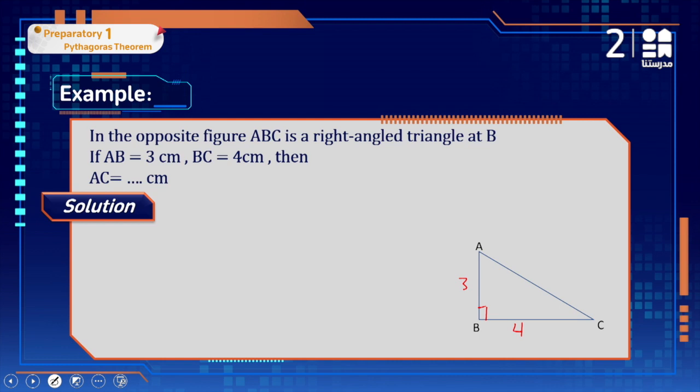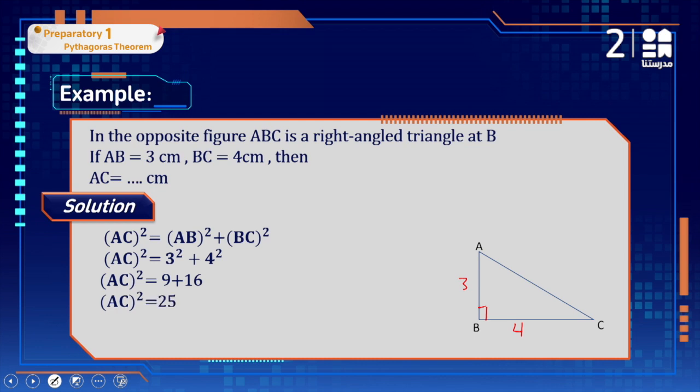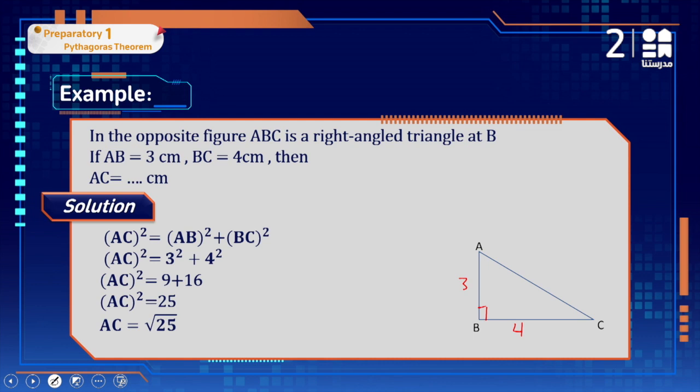As we said, the hypotenuse is opposite to the right angle. So AC squared equals AB squared plus BC squared. And AB is given, so 3 squared, and BC is given, which is 4, and 4 squared. 3 squared equals 9, and 4 squared equals 16. Then 9 plus 16 equals 25. To find AC, we have to take the square root for both sides. Okay? So AC equals the square root of 25, which is 5.